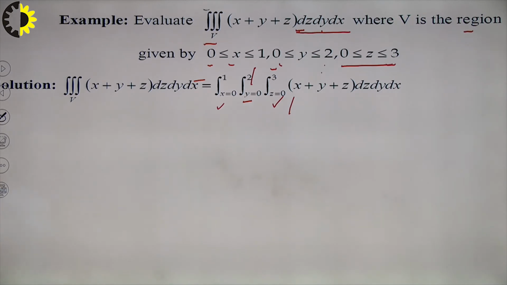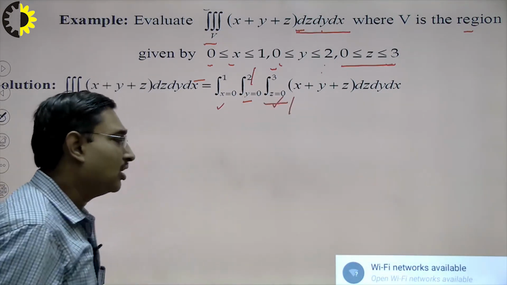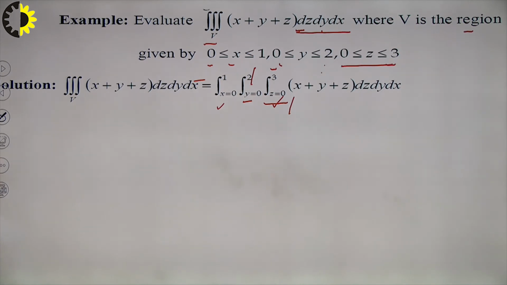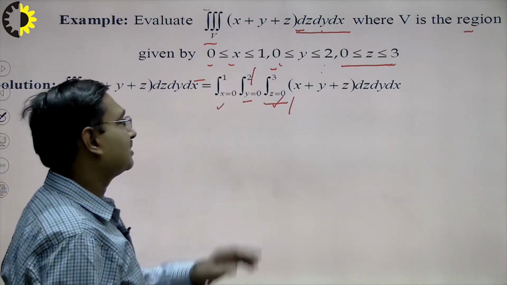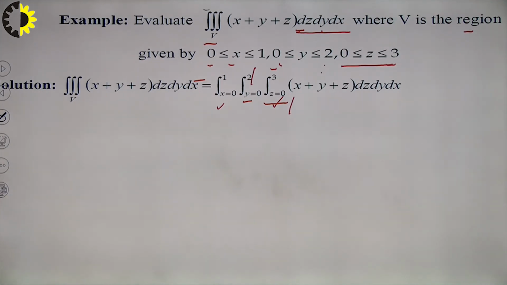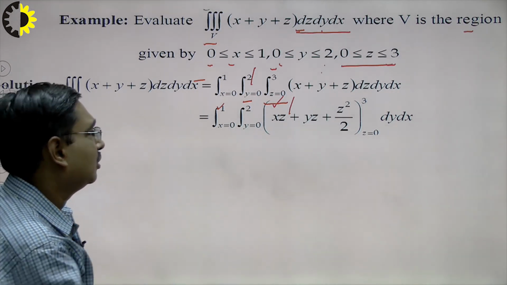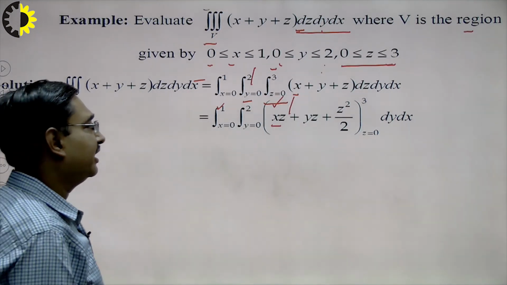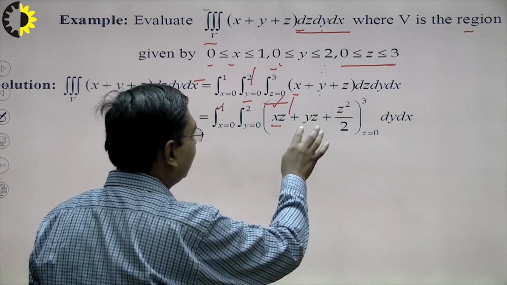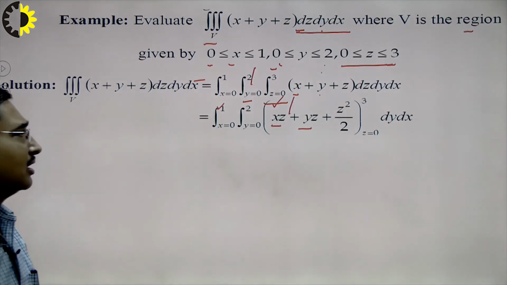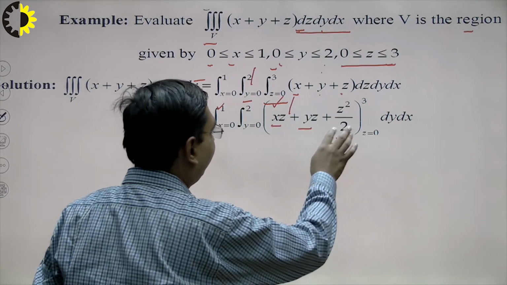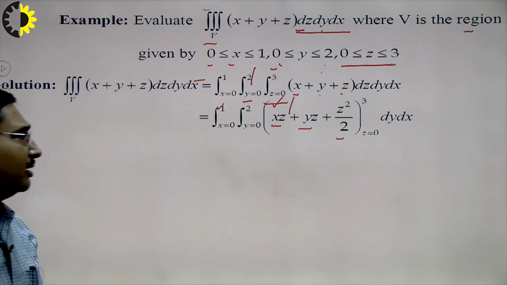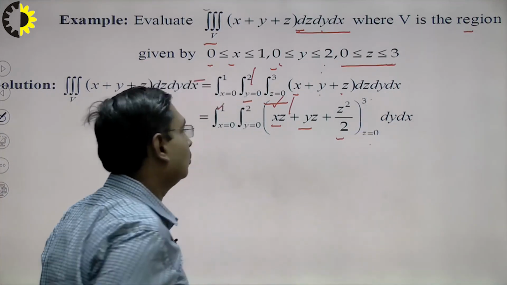To evaluate this integral, we can see that the limits of z are the innermost limit. So, we will integrate this with respect to z first. When we integrate with respect to z, x and y, the remaining variables, will be treated as constant. So, this x will give xz because x is constant. Y is again constant for z, its integration will be yz. This z when integrated will give z square upon 2. Limits of z are from 0 to 3.